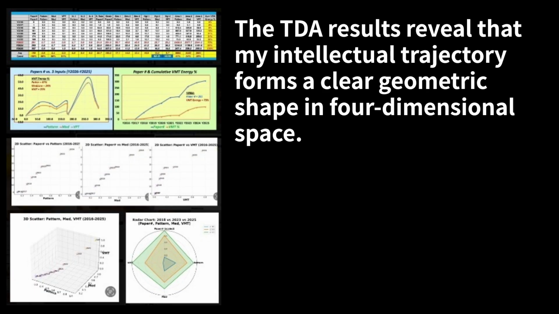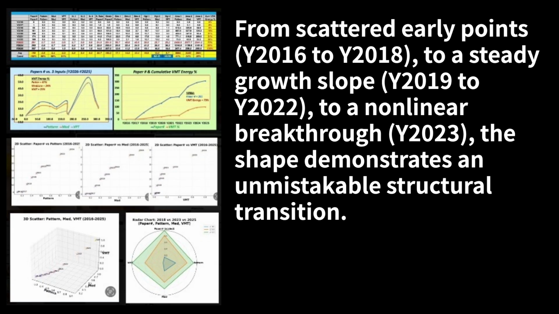The TDA results reveal that my intellectual trajectory forms a clear geometric shape in four-dimensional space, from scattered early points, Y 2016 to Y 2018, to a steady growth slope, Y 2019 to Y 2022, to a nonlinear breakthrough, Y 2023. The shape demonstrates an unmistakable structural transition.